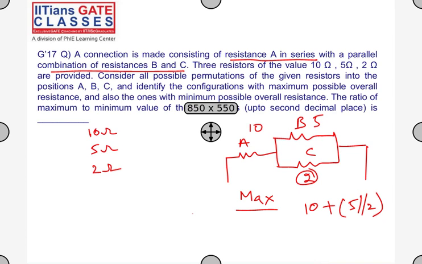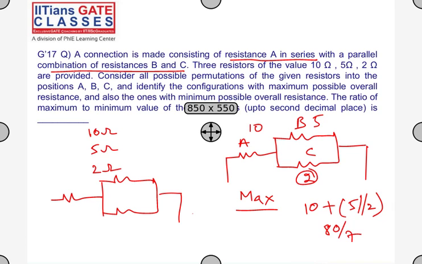Everyone clear with this? How I got the maximum resistance? Shall I repeat it? You can unmute and ask me if you have any doubt. So, 10 by 7: 10 plus 10 by 7, 70 plus 10, 80 by 7. Maximum resistance is 80 by 7.